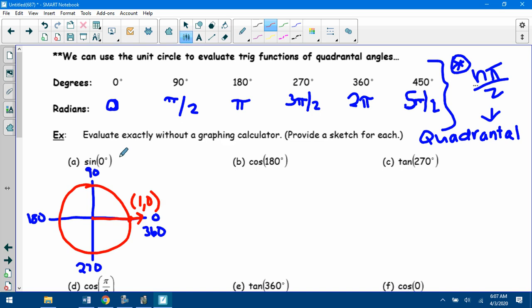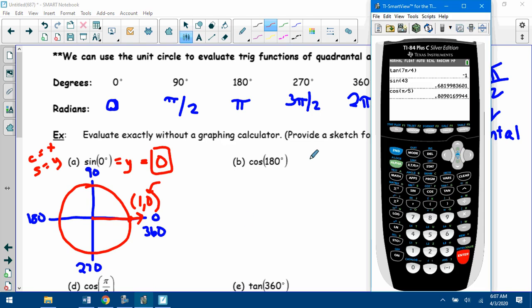Is sine the x or the y? Remember alphabetical order. Cosine comes before sine in alphabetical order. So cosine is x, sine is y, because x and y come before each other in alphabetical order too. So I want the y value here. The y value is 0. So it's a little bit easier. I'm in degree mode. This will obviously give me that. If I type in sine of 0, it tells me 0.